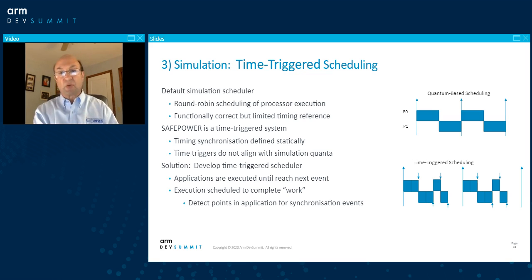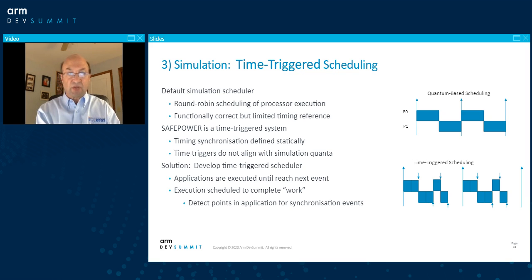The third challenge was to be able to support the time-triggered scheduling. In a virtual platform, in any virtual platform, not just with Imperas, the default simulation scheduler runs a quantum, a set number of instructions, and runs them first on one processor and then on the second processor core, and if there are more, runs on the third processor and so on, and then goes back to the initial processor. And this is a set number of instructions. So this can be functionally correct, but has limited ability to understand the timing.